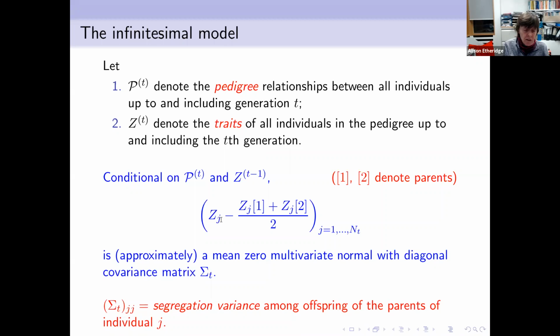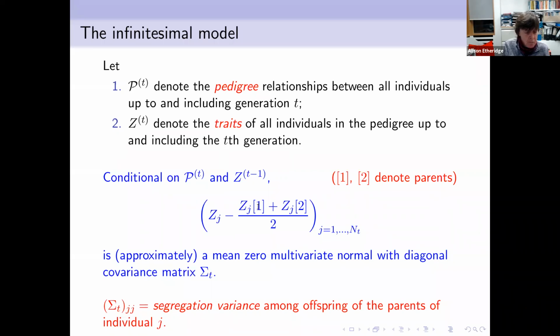But I center that trait value by subtracting the mean value of the traits in the parents of that individual. The square brackets will always denote parents, and it's convenient to think of them as being parent 1 and parent 2, which is indeed how my son refers to us.